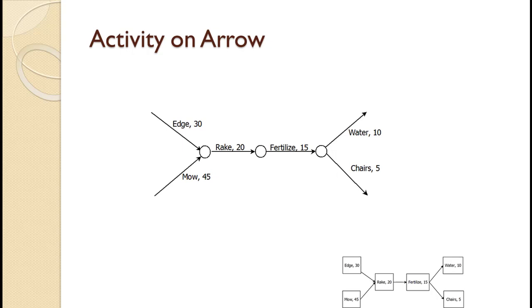In an activity on arrow, or AOA diagram, the arrows are the activities and the nodes are just intersections. An AOA diagram of our lawn care example is shown on the slide. At one time, AOA diagrams were favored for project management, but they have since fallen out of favor. While the project planning results are the same no matter if you use activity on node or activity on arrow diagrams, AOA diagrams have a couple of disadvantages.